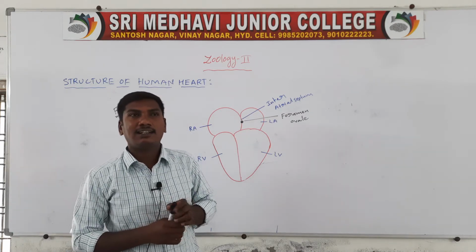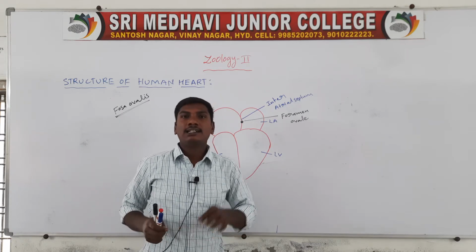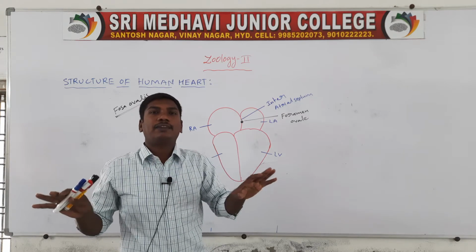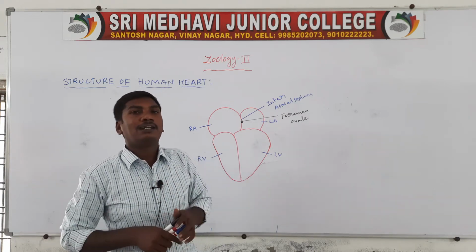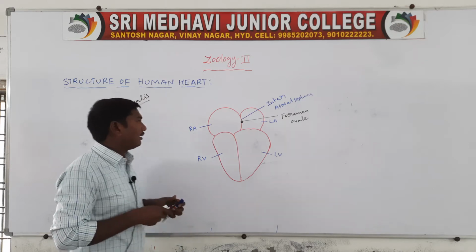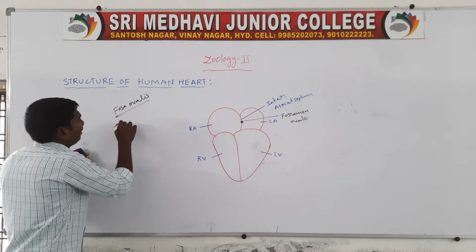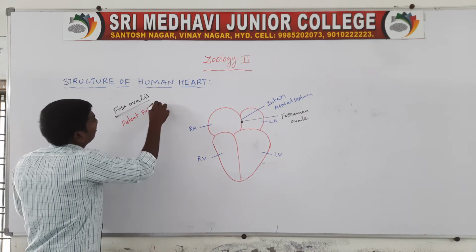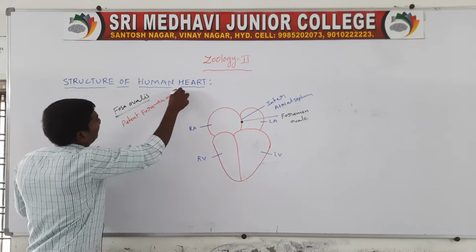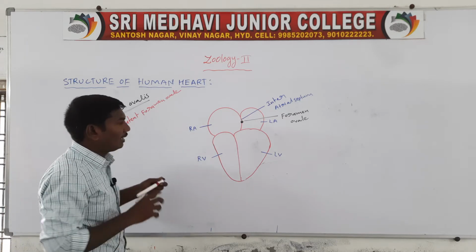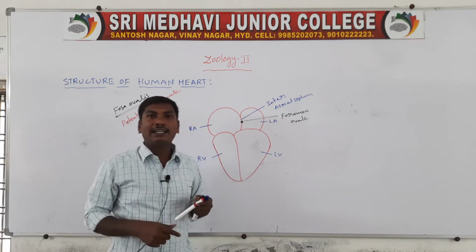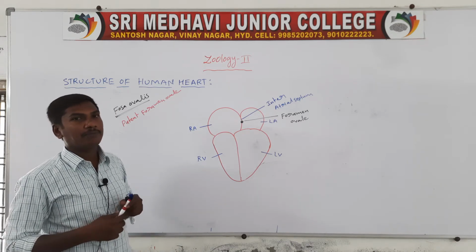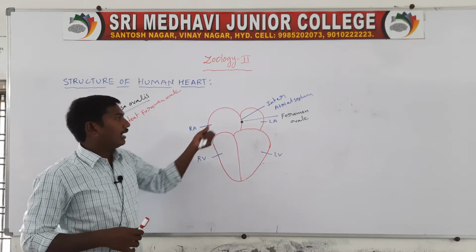In some children, in rare conditions, this hole does not close properly. That is called the patent foramen ovale. Patent foramen ovale means the hole does not close.